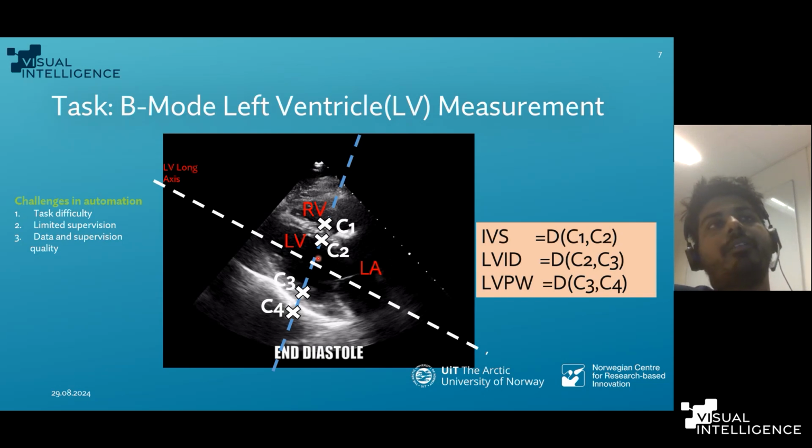So it gives us predictable measurements every time, and helps reduce intra- and inter-observer variability.